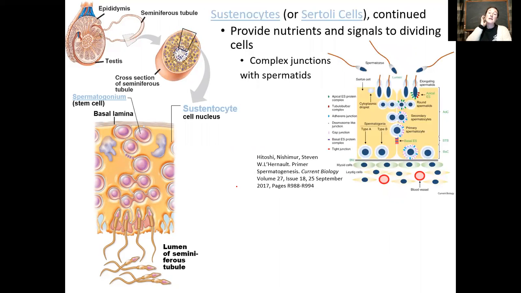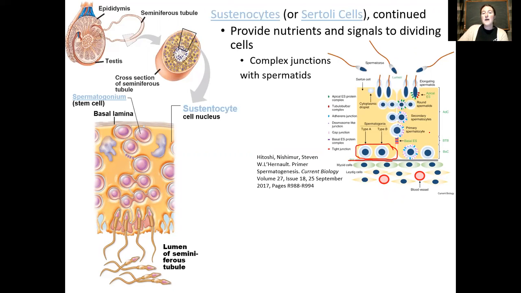Okay, Sustentocytes are also really important in literally nursing these developing cells. So they are going to provide nutrients and signals to the developing sperm. And so this image is kind of upside down from what we've been looking at. Here's the edge of the seminiferous tubule. Here are the developing type A and B daughter cells after mitosis.